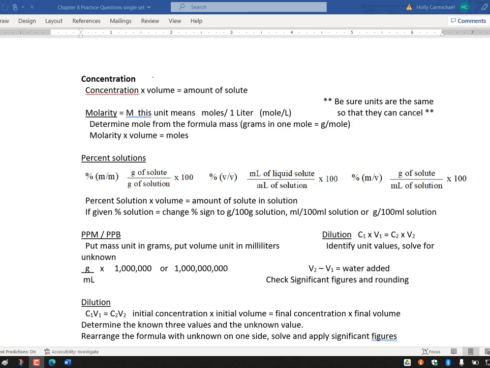Okay, so this is just a practice for Chapter 8, the math part, all dealing with solutions. In class, we talked about sort of 4 math topics, all dealing with concentration. The first one we talked about is molarity. So remember, that's that capital M.